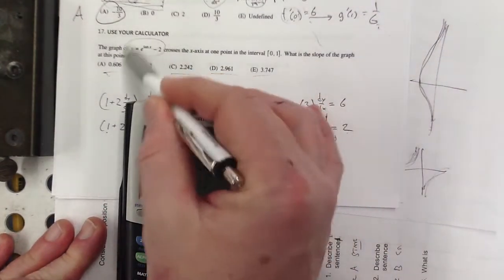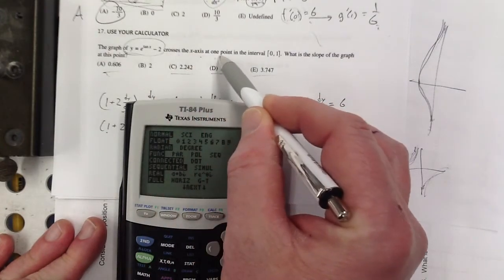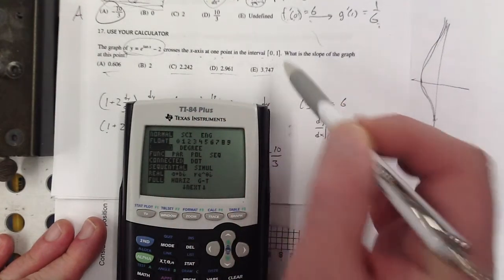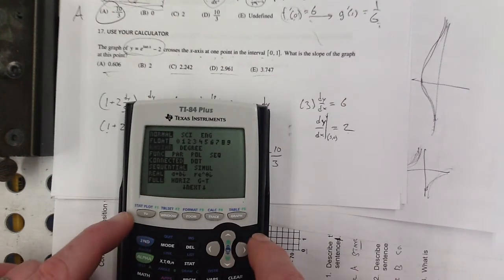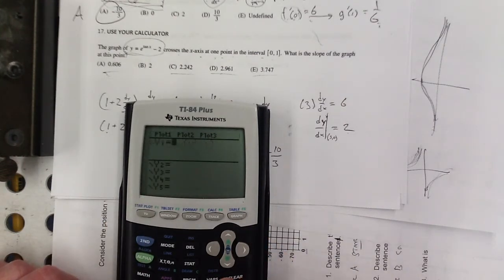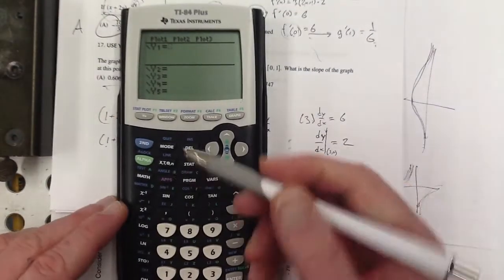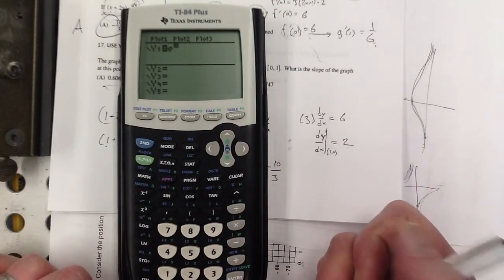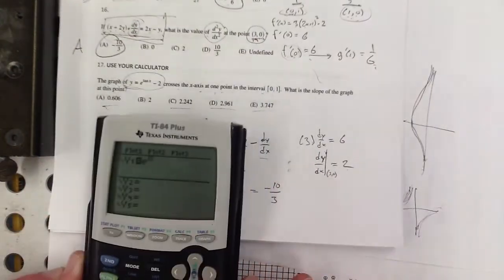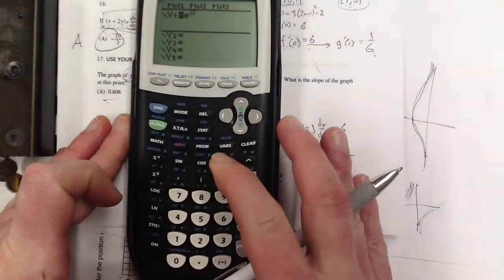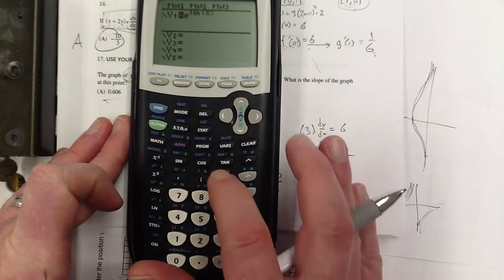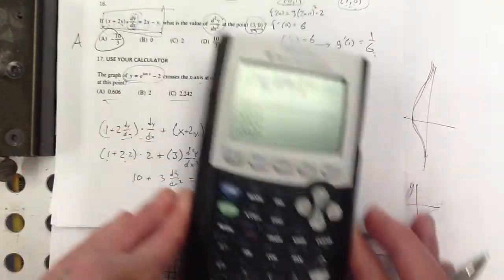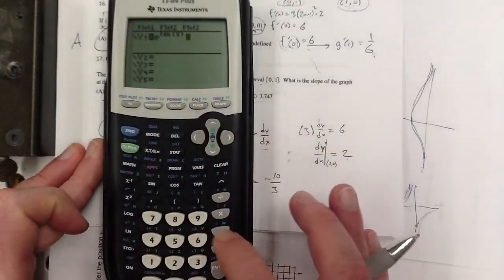So the graph of this crosses the x-axis at one point in the interval from 0 to 1. So let's go ahead and just graph that. Y equals e to the, you have an e to the button right here. If you do second natural log, it's e to the tangent x, e to the tangent x minus 2.